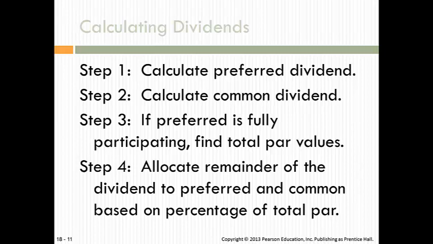Step 3 depends upon whether the preferred stock is participating or not. If it's non-participating, skip this step. If it is participating, you will find the total par value of each type of stock of all stock issued. The final step is to allocate the remaining dividend based on a ratio.